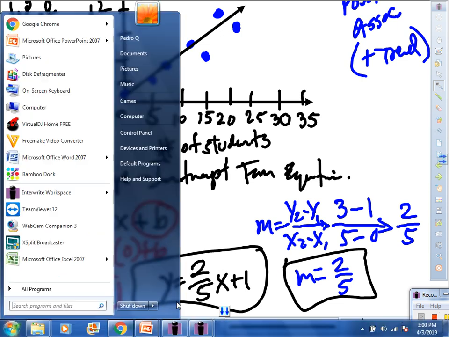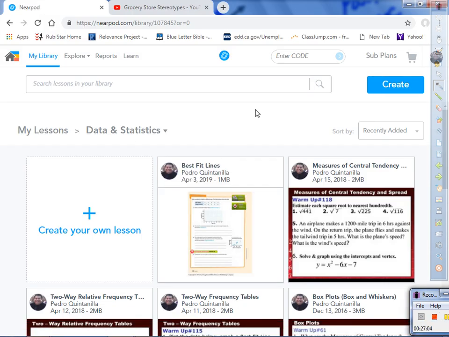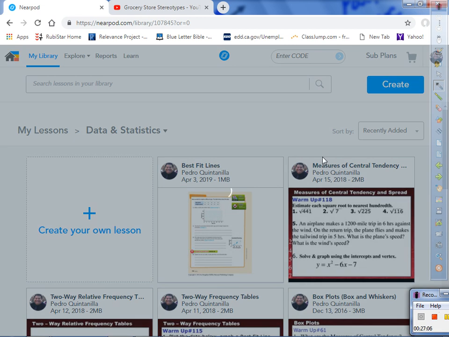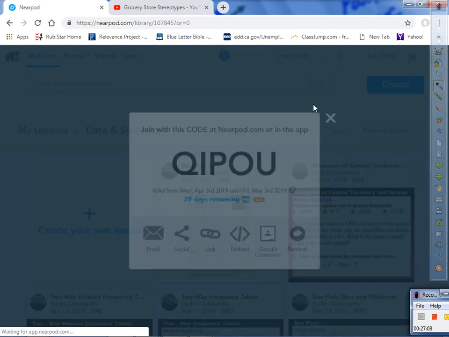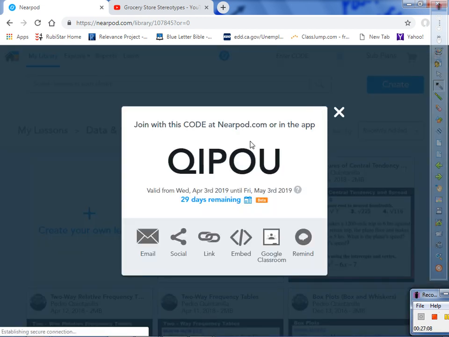So now, check this out. You're going to go to Nearpod. What are the pages? Pages 389 and 388, 438 and 439. You need to get them from Nearpod because they're not in your book. Once again, pages 438, 439 are not in your textbook. You need to go to Nearpod and get it from there.